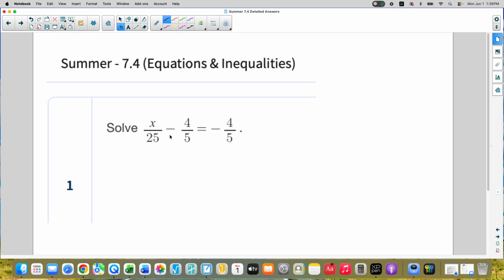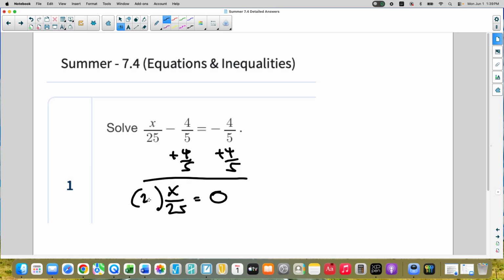We get rid of adding and subtracting first. The inverse of subtracting 4/5 is adding 4/5. So we could add 4/5 to both sides of the equation, leaving us with x divided by 25 equals 0. The inverse of dividing by 25 is multiplying by 25. These cancel, denominator, numerator, leaving us with x equals 0. 0 times 25 is 0.